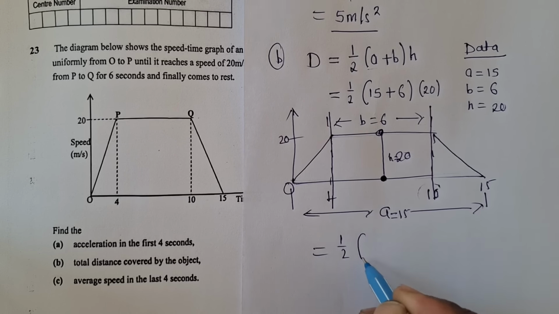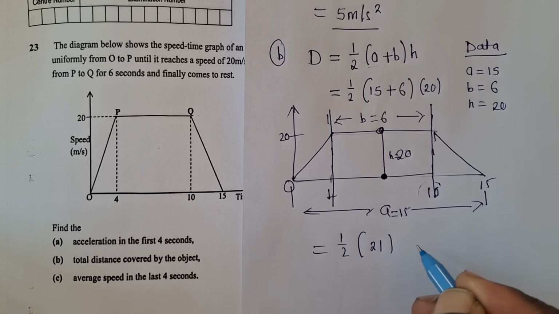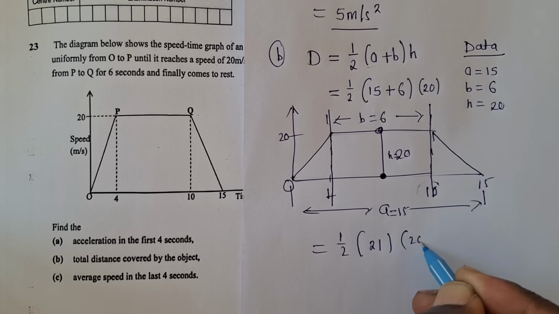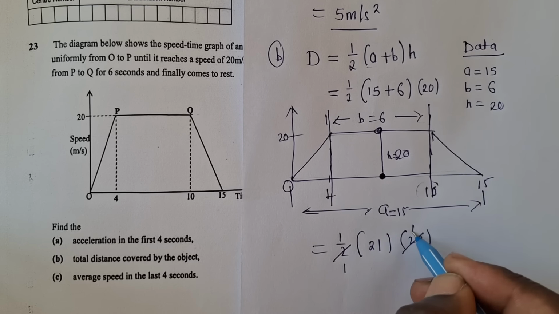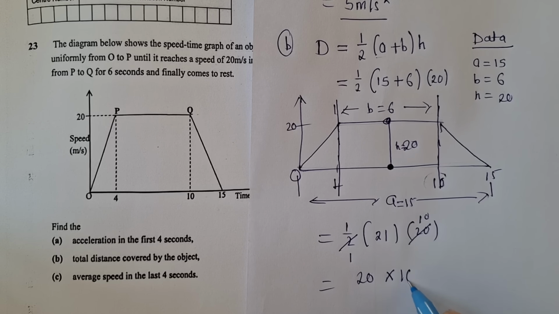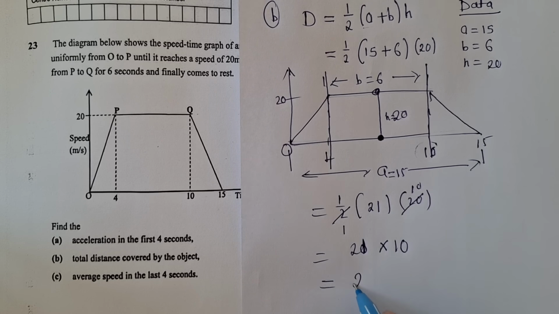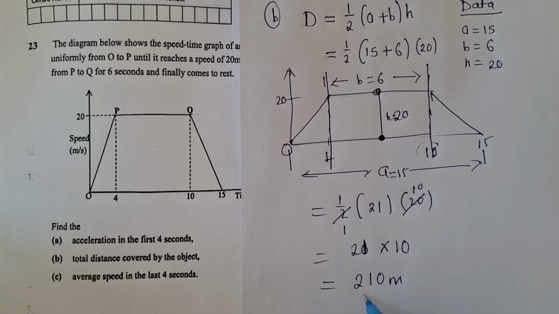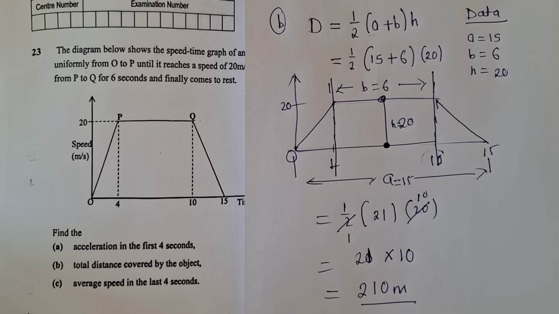That's 1 over 2. This, when we add, what are we getting? We're getting a 21 and a 20 right here. So 2 into 2, 1. Into 20, it's a 10. We multiply 20 times 10. It's actually 21 times 10. It's going to give us 210 meters. That's our total distance. Okay, so that's it, guys.